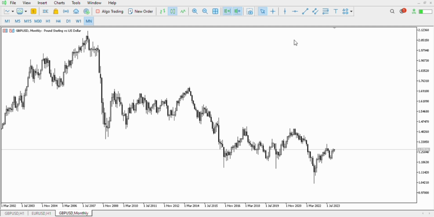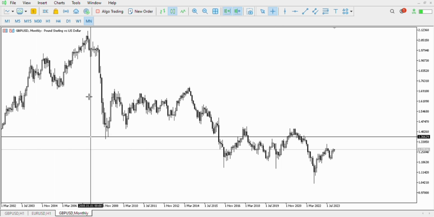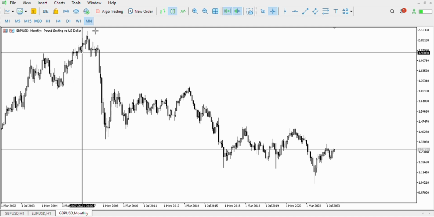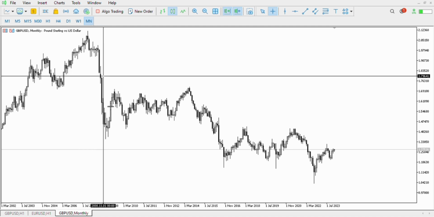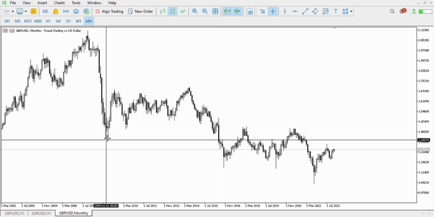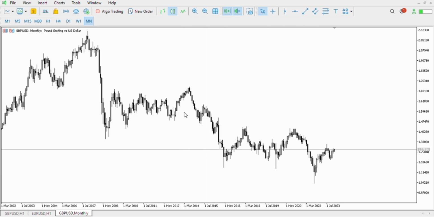So now this is GBPUSD, and as you can see, this is a bearish market. We have price breaking lower right at this point. We had this break of structure, so price headed lower. And also had another break of this low right here. Price headed lower. Then also had another break of this low right here. So overall it is a bearish market for GBPUSD on the monthly time frame.